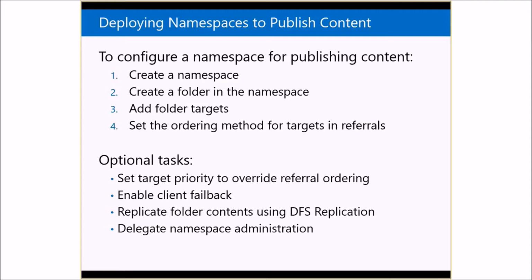The two different targets. Okay, and we will set the ordering method for target referrals, which means, hey, which one should you go to first? And in those referrals, we can actually identify if you'll go to the local one first. Some optional tasks include target priorities to override referral ordering, and enable client failback. Failback means, hey, if I've been referred to go to Noarlunga's DFS server, but that's not available, I can come back and go to the Adelaide one, even if that's the one over the WAN link. Replication of folder contents, we're using DFS replication, and we can also delegate namespace administration.